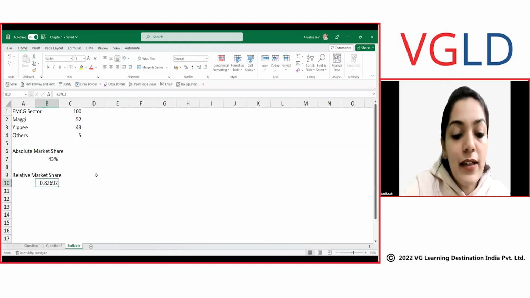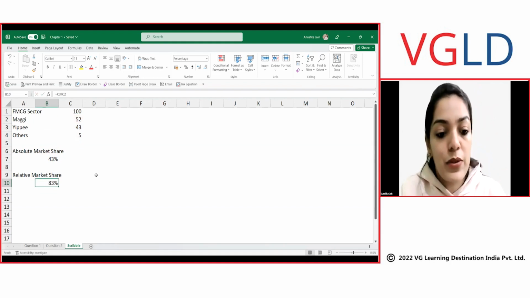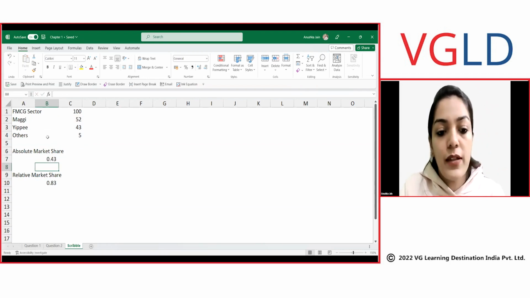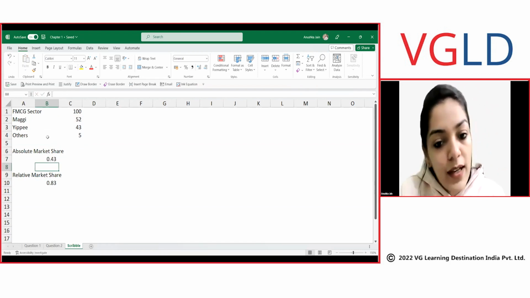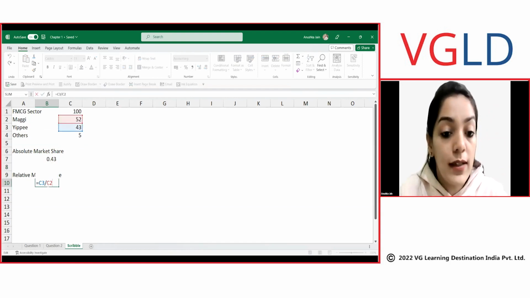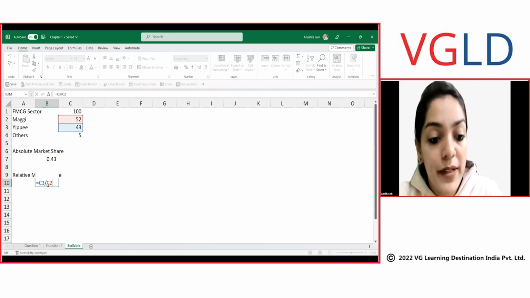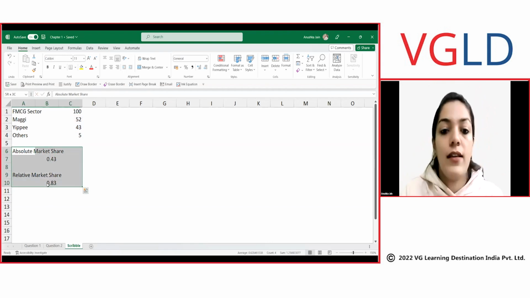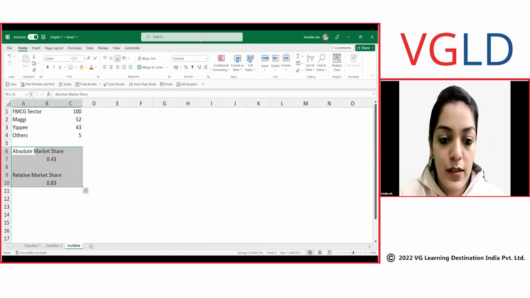This will be my, I'll not put it into percentage. 0.83. Here also let me put it as number only, as a decimal. Absolutely right, Aishi. That's what I did. 43 divided by 52. Like as compared to the competitor, what is my relative market share? Okay, now when you have understood this part, read this again. The slide.